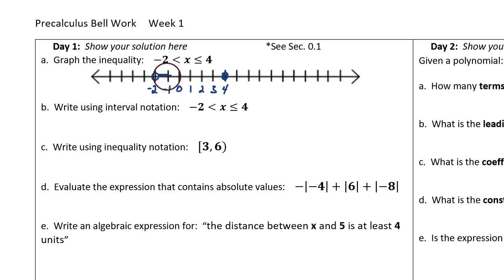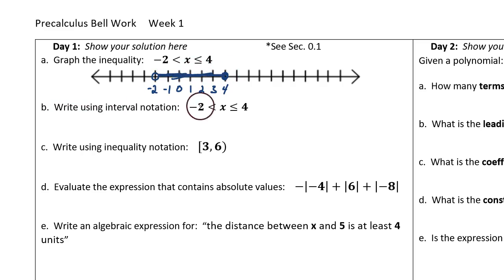And then shade all numbers that come in between those two values. What you're showing are all of the possible solutions for the variable x. The statement says x can be anything in between -2 and 4, and that's what this drawing shows.